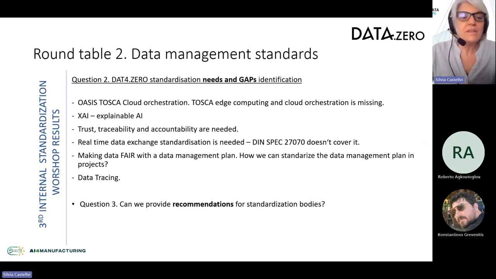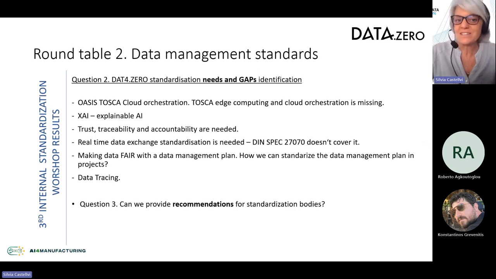Here we identified that an implementation of a solution for cloud orchestration was necessary. So TOSCA, edge computing and cloud orchestration is missing. This is something that needs to be further developed. Also, explainable AI was an interesting topic for data management. And the group identified the necessity for traceability and accountability in data management in projects. We also identified that for secure data sharing based on IDSA, a real-time data exchange standard was missing.